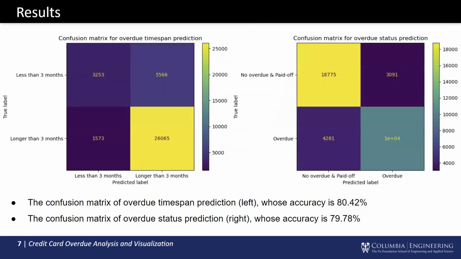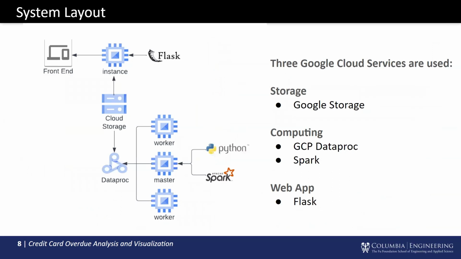So finally, let's talk about the system layout. Before we deploy on the cloud, three Google Cloud services are used. Firstly, the computing and visualizing tasks are executed by PySpark. They are performed on a Dataproc instance with three servers. After visualization results are generated, they are stored in the cloud storage as HTML files. Lastly, the Flask project is deployed on a cloud computing instance and provides a web application to users across the internet.